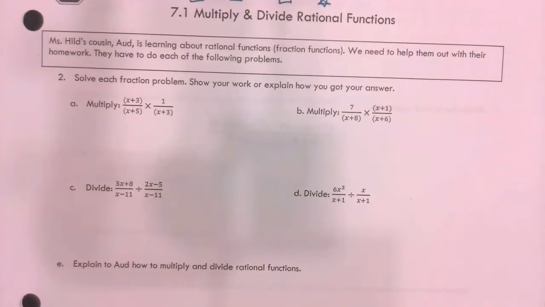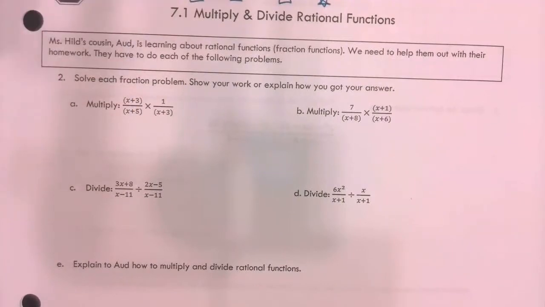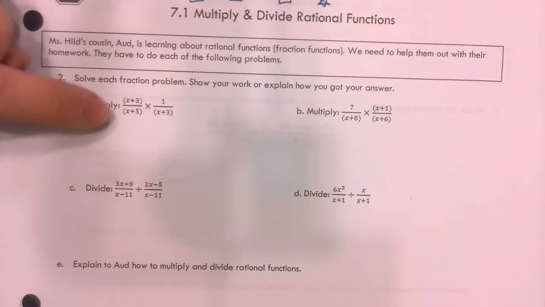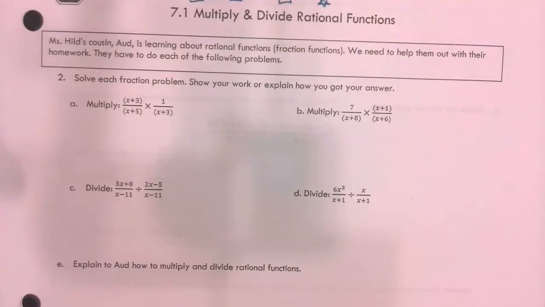Miss Hill's cousin Odd is learning about rational functions. So you might be wondering, what is a rational function? It's the same as a fraction function. There's x in it and it has to do with a fraction, which is why it's a function. We need to help her out. So let's go. The process is going to be very much the same.